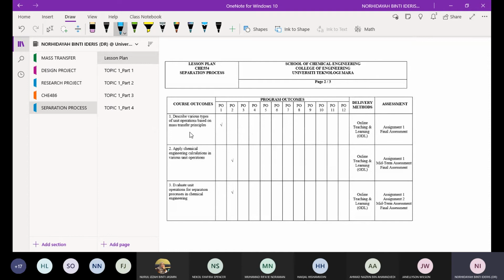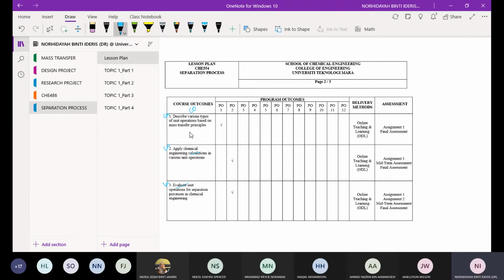Alright, okay, so this is the course outcome. So if PO stands for program outcome, CO stands for course outcome, which means the expectation for the student at the end of this semester for this subject. So you can see here you have 3, CO1, CO2 and CO3. The first one, you must be able to describe various types of unit operations and then apply calculation, and the third one is to evaluate unit operations.